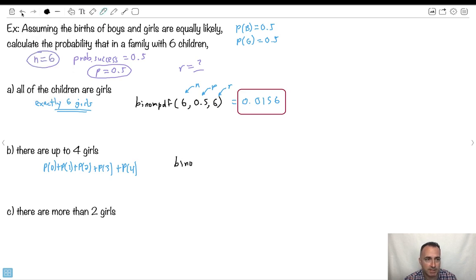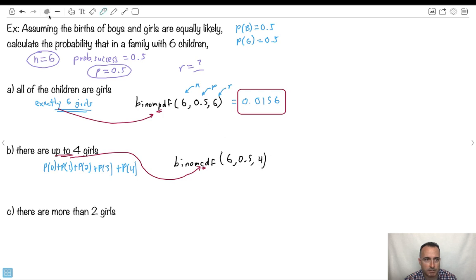Because binom CDF does up to and including some value. So watch, I'm going to use binom CDF. That's going to be the difference here. The difference here was PDF for exactly, because I wanted it exactly. This is up to. That means it's going to be a CDF here. That's the key. All right, and what am I going to put in there? I'm going to say, well, give me it for 6, 0.5, and 4.